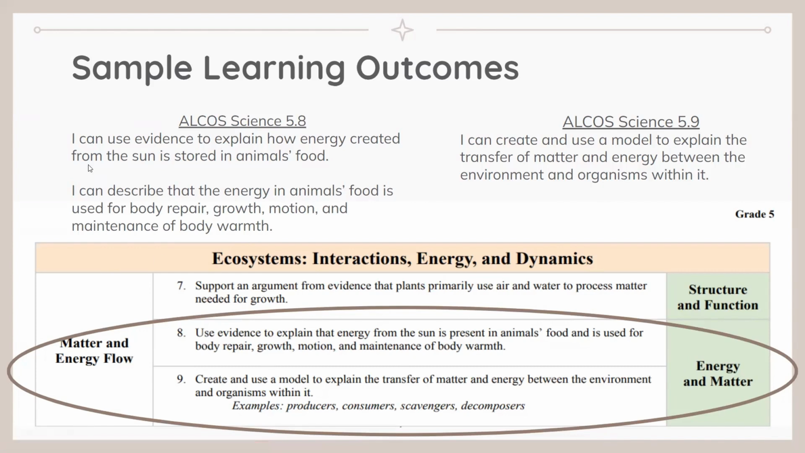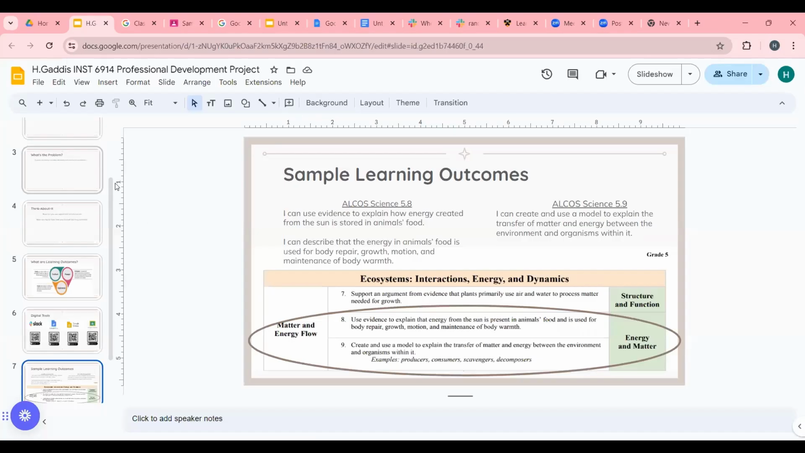So we're looking at 8. The learning outcome is: I can use evidence to explain how energy created from the sun is stored in animals' food. And then I can describe that the energy in animals' food is used for body repair, growth, motion, and maintenance of body warmth. 5.9: I can create and use a model to explain the transfer of matter and energy between the environment and organisms within it. So those are the standards that we are working on.